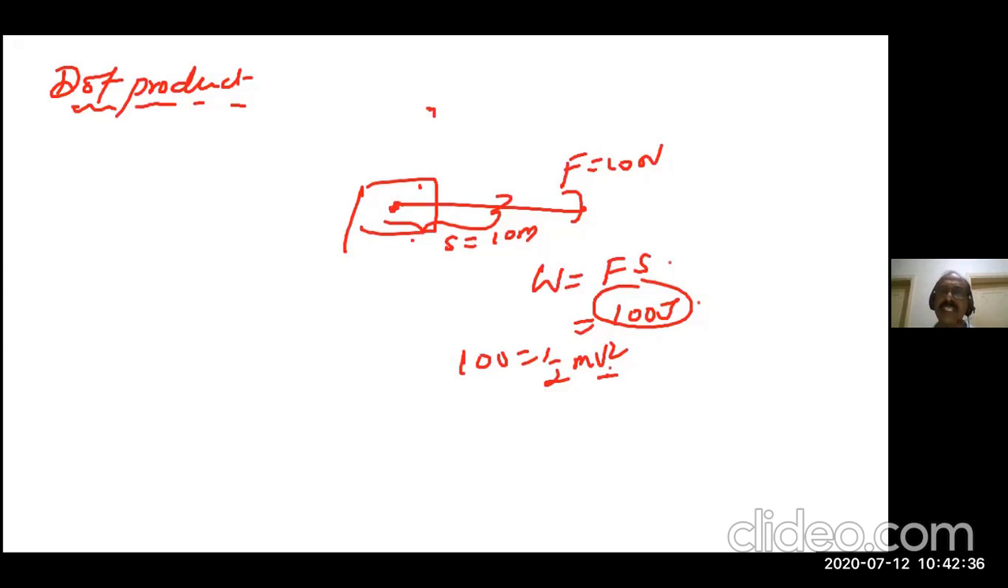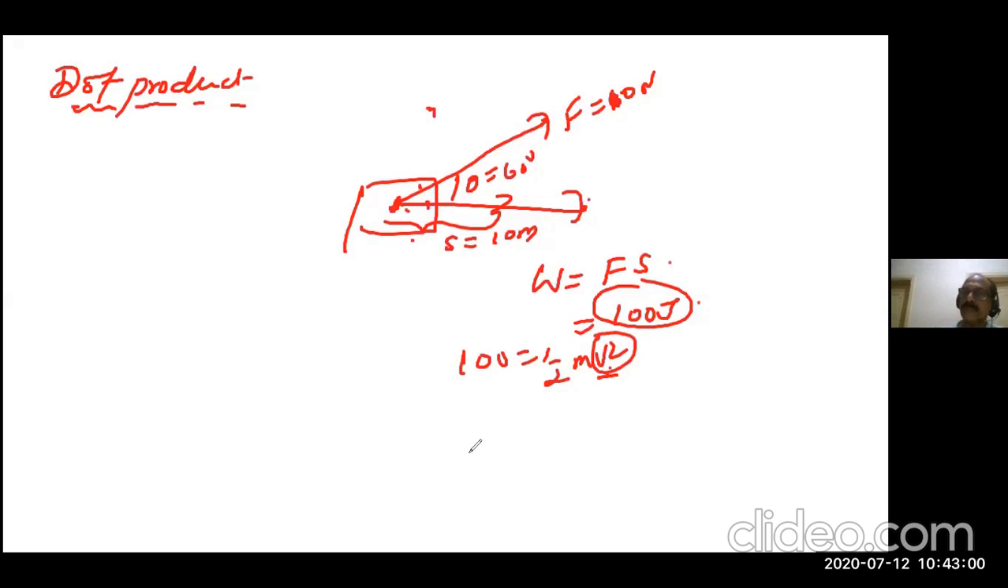Now look here, same object, the force I am exerting at an angle of 60 degree, theta 60 degree, force 10 Newton, and I am making it move 10 meter. In this situation, will the object gain the same velocity? That's a question. No, it will not. The reason: this force will not be completely available in the direction of the displacement.